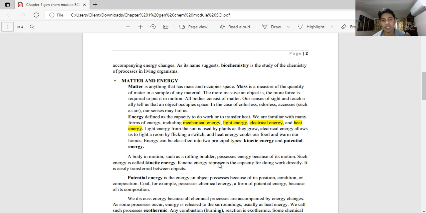Next naman is your potential energy. Your potential energy is the energy of an object because of its position, condition, or composition. Tandaan nyo, class, potential. It is ang kung ano ang imo components, how you can give energy. For example, you have here a coal. It possesses chemical energy, a form of potential energy because of its composition. Kaya kung gamiton mo ang coal, di ba?